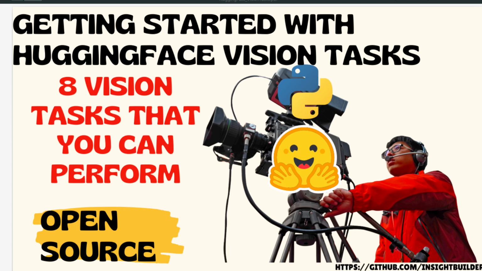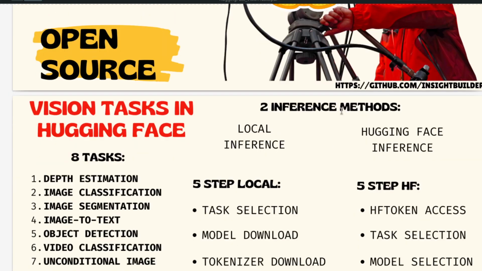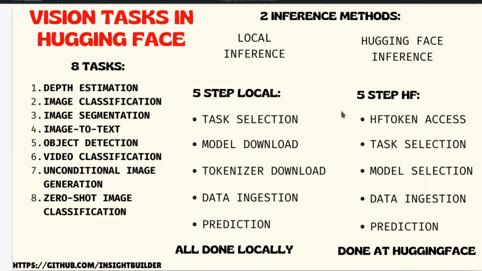Getting started with Huggingface Vision Tasks. 8 vision tasks that you can perform inside Huggingface Hub, an open source artificial intelligence model hosting website. The vision tasks that we are going to look at inside Huggingface are listed here. There are 8 different tasks that you can see here, and each of these tasks has its own assigned number of models which can do these tasks.